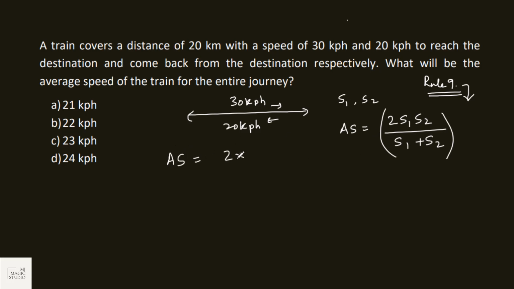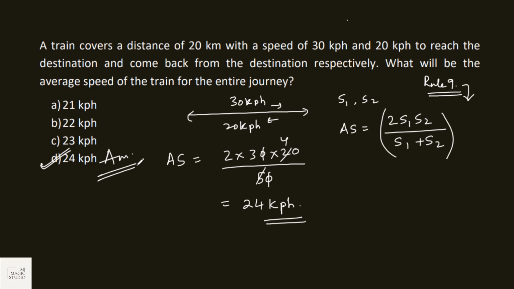Average speed is 2 into 30 into 20 divided by 30 plus 20, which is 50. Okay, 5, 4, then it is 6 into 4. 24 kilometer per hour will be the average speed. Option D is the pick.